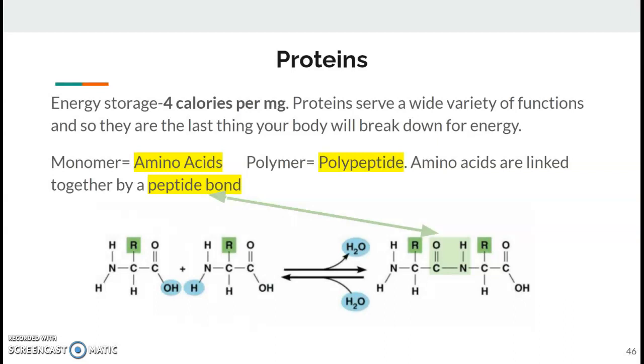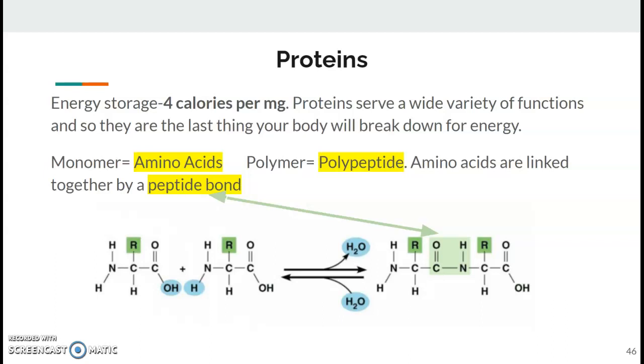Proteins store 4 calories per mg. They serve a wide variety of functions. They are also the last thing your body will break down for energy, because they have a whole bunch of functions. And so if you don't need to use them for energy, you don't want to do that.